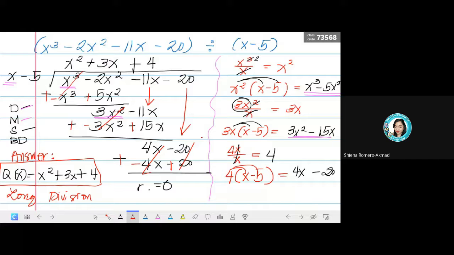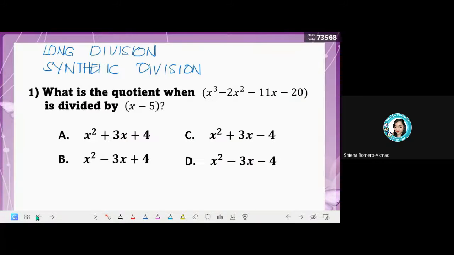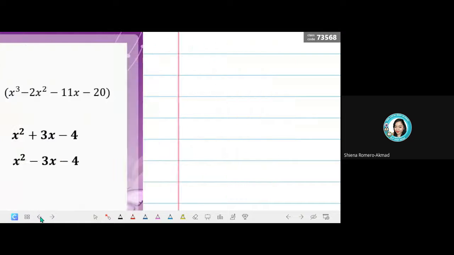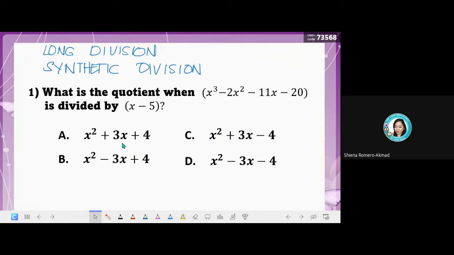So, bago nyo maintindihan yung mas madaling paraan, dapat alam nyo muna ito. Parang pag inaalam nyo yung lugar, alamin nyo muna lahat ng pasikot-sikot sa lugar na yon bago nyo malaman yung shortcut. So, dahil alam nyo na yung pasikot-sikot ng long division, madali nyo nang maiintindihan yung short way of dividing, and that is synthetic division. Paano naman yung synthetic? Let me first write the answer. We have x squared plus 3x plus 4. And the answer here is letter A.